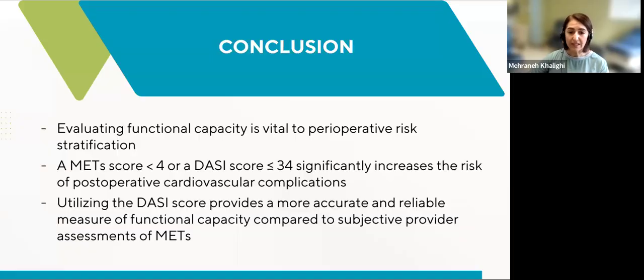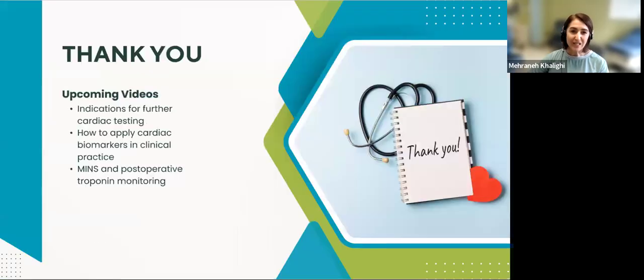Therefore, integrating DASI into preoperative evaluations is strongly recommended to improve the identification of patients with poor functional capacity and enhance overall perioperative management and outcomes. This presentation provided an overview of the preoperative assessment of functional capacity.